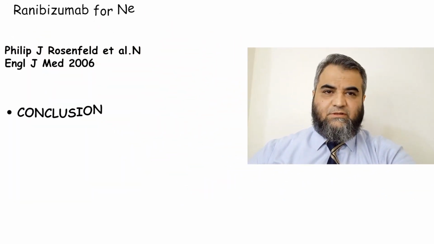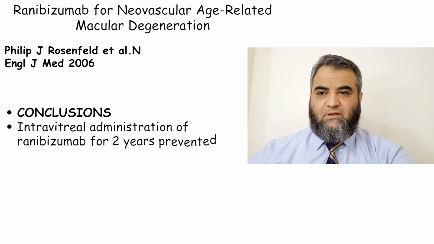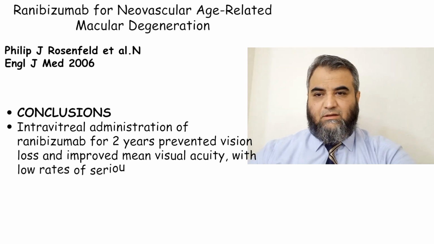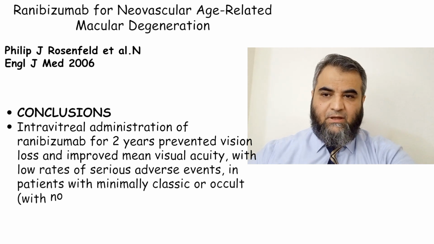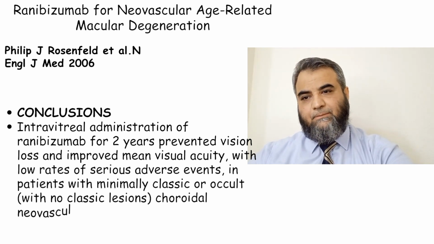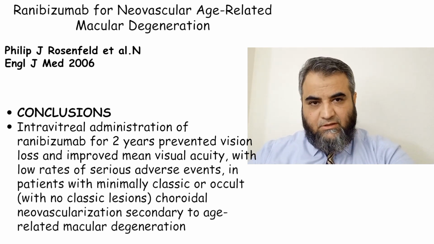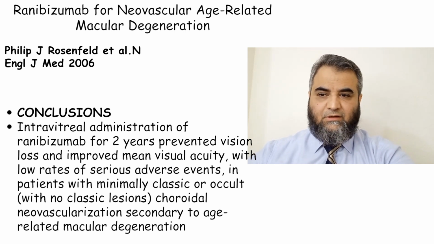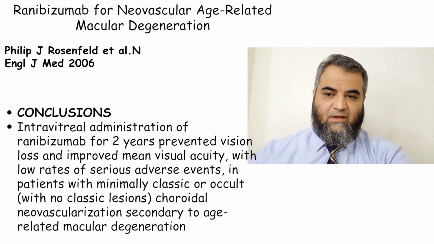Another study was conducted to see the efficacy of ranibizumab. It was administered intravitreally for 2 years, and they concluded that it prevented vision loss and improved visual acuity with low rates of serious adverse events. They did this for 2 years in patients with classic or occult CNVM secondary to age-related macular degeneration.